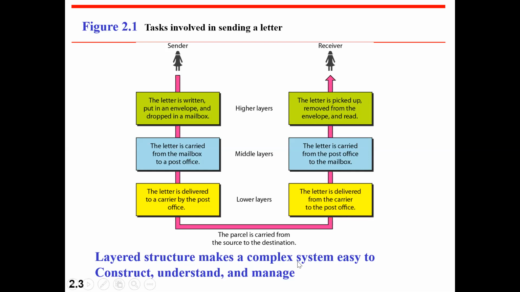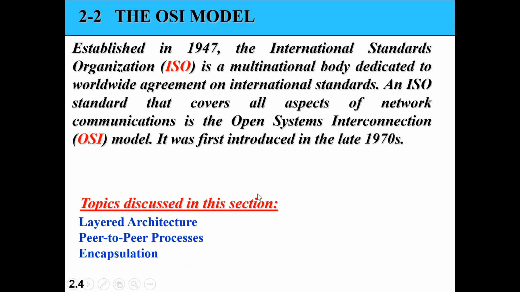That's what they will be just doing. Next, the OSI model. In this OSI model, it was established in 1947, and a standardized organization got into the real world. In 1947, the International Standard Organization was evolved.